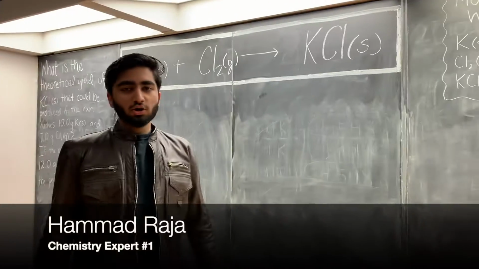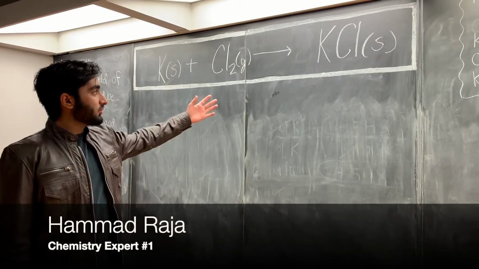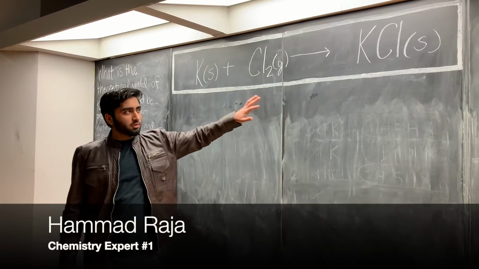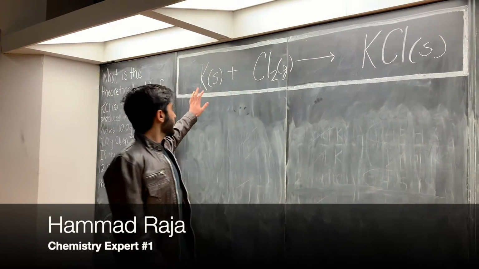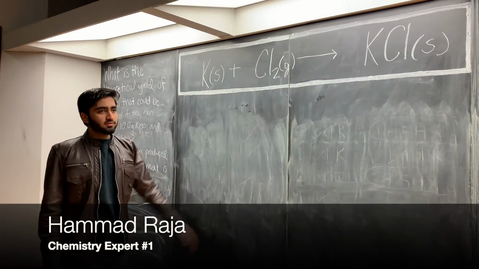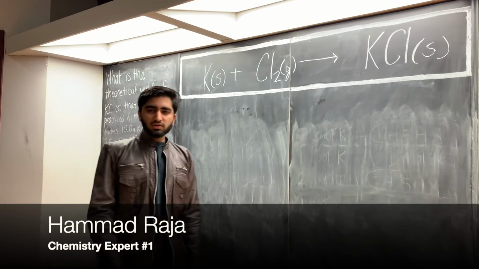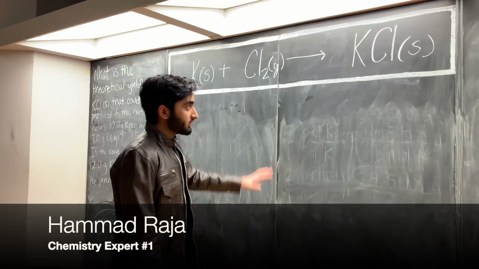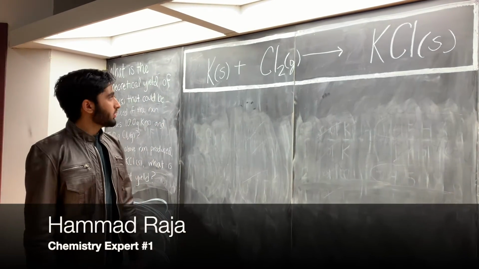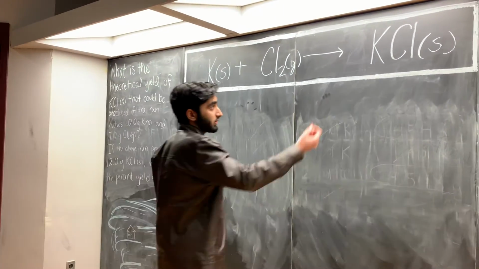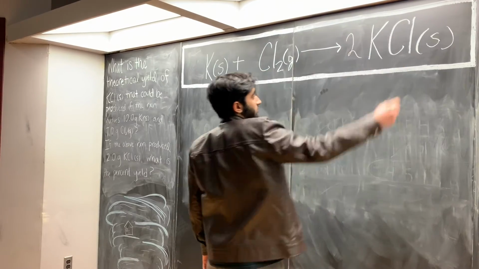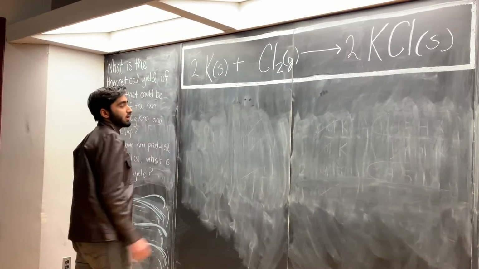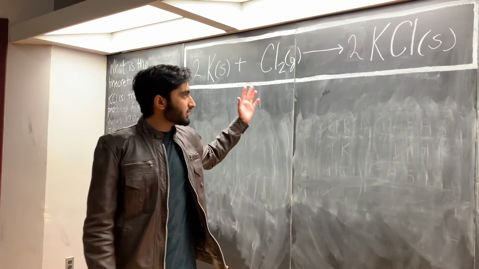Thank you for giving me the opportunity to figure out the solution for this problem. Now, we have the equation given. It's the formation of KCl using potassium and chlorine gas. In order to figure out the percentage yield of KCl being produced, we need to have a balanced equation. And for that, we will need to put 2 moles with the potassium chloride and 2 moles with potassium so that we have an equal number of moles for the reactants and the products.